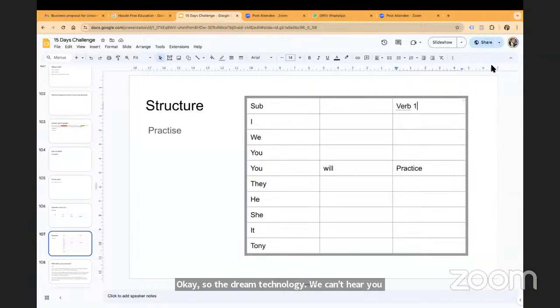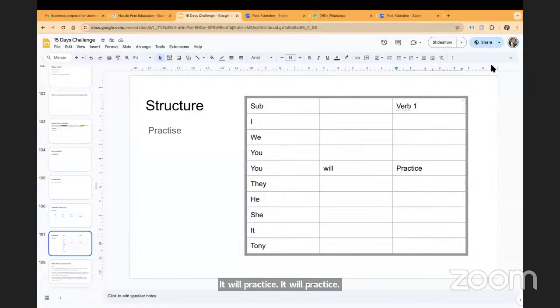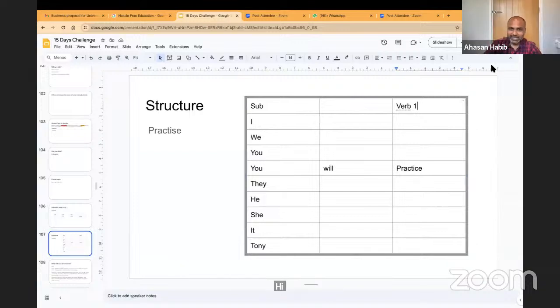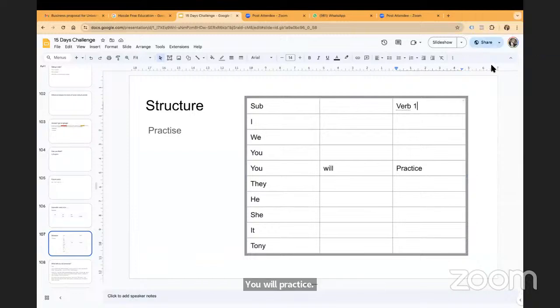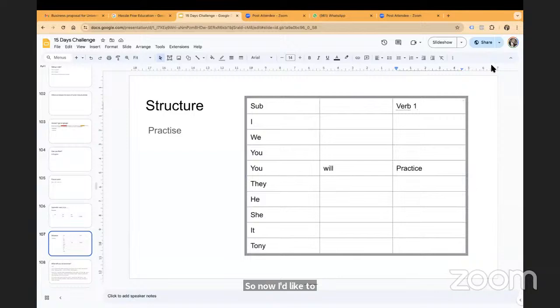I will practice, we will practice, you will practice, they will practice, he will practice, she will practice, it will practice, Tony will practice. Madam, 18 sentences. So you give me nine more. Oh, acha. I will practice, we will practice, you will practice, they will practice, she will practice, he will practice, it will practice, Tony will practice.